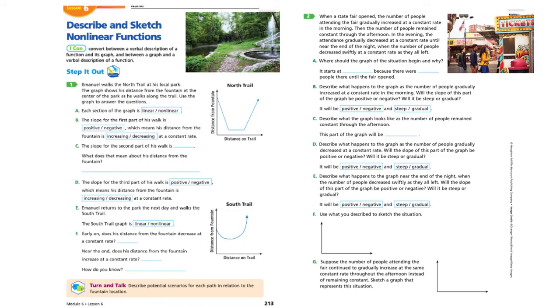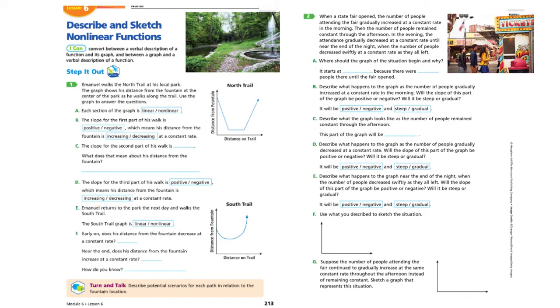C, the slope for the second part of his walk right here is what? And then what does this mean about his distance from the fountain? Again, here's his distance from the fountain. Is that increasing, decreasing? What's happening there? And then D, the slope for the third part of his walk, they want to know again, is that positive or negative? And then whichever that is, that would mean his distance from the fountain is either increasing or decreasing at a constant rate.